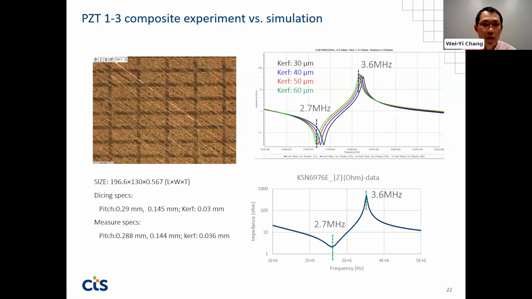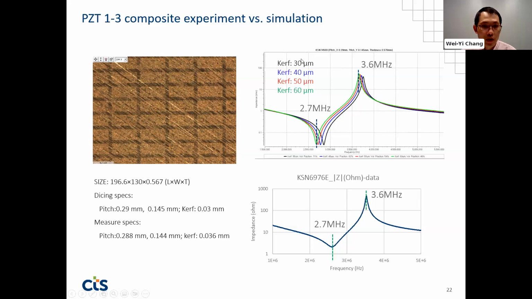And here is another example for 1-3 composite. The bottom side here is the measurement result. The measurement result is about 2.7 megahertz in resonant frequency, and the anti-resonant frequency is about 3.6 megahertz. And we take this one into Unscale and run the simulation and change the curve size to see what's going on, and we find the simulation is quite similar to what we get in the experiment.